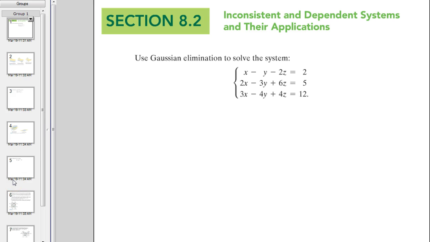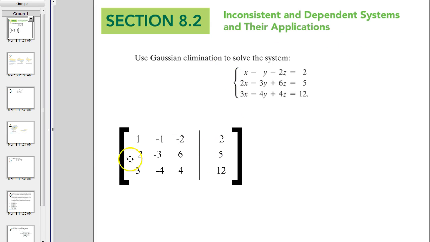Hello 171 class, this is your notes for section 8.2, inconsistent independent systems and their applications. So let's go through the process that we were doing in the last couple of videos and try to put this system into an augmented matrix, and then put it into the RREF form, the reduced row echelon form.